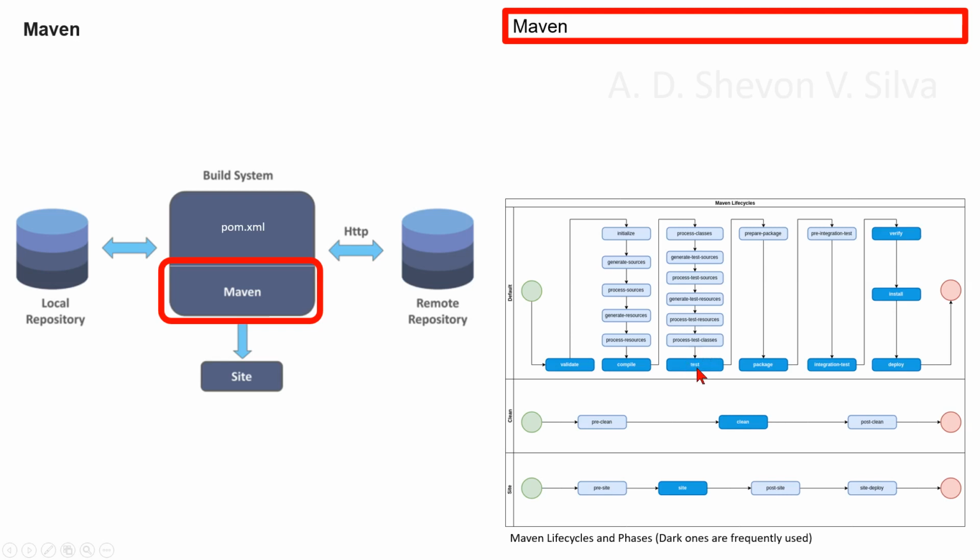Test is connected to prepare package. Prepare package is connected to package. Package is connected to pre-integration test. Pre-integration test is connected to integration test. Integration test is connected to post-integration test, not shown here. And post-integration test is connected to verify. Verify is connected to install, and install is connected to deploy. In the site life cycle, pre-site is connected to site, site is connected to post-site, and post-site is connected to site deploy.